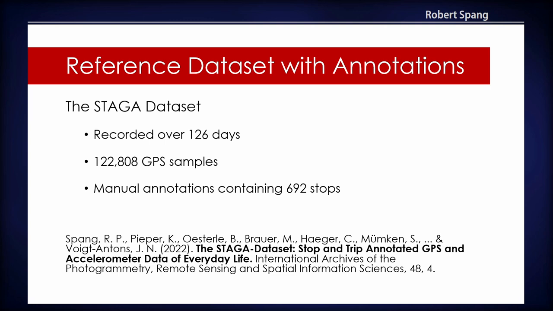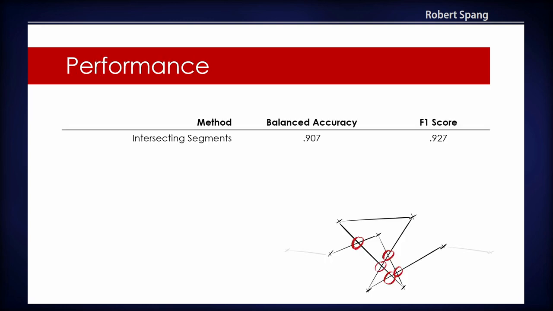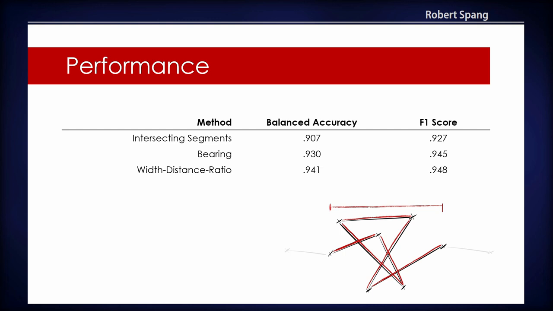Okay, good. Let's use that to score all of these four methods that I just described. First, our intersecting segments analysis has a balanced accuracy of 0.9. That was the one where we count the intersections. Next is the bearing analysis. That was the one with the angles, 0.93 of a balanced accuracy. The width-distance ratio scores 0.94, and the start-end distance analysis close to 0.95.